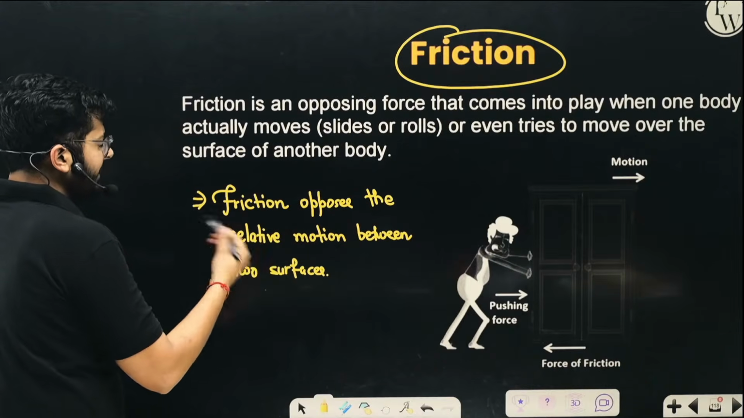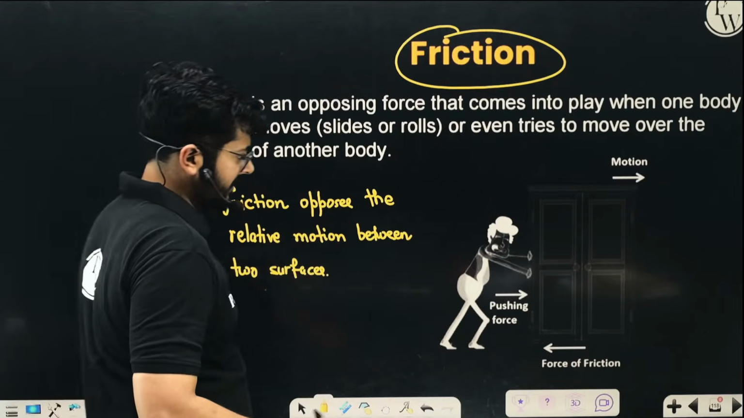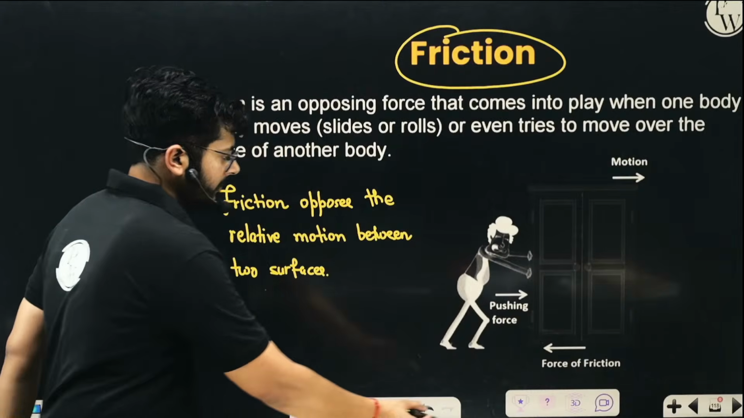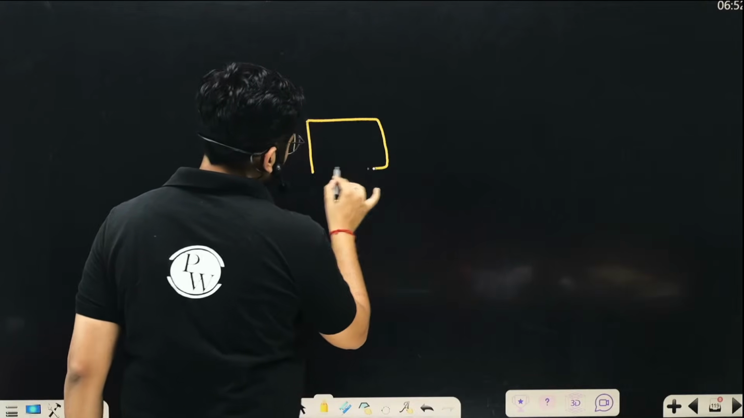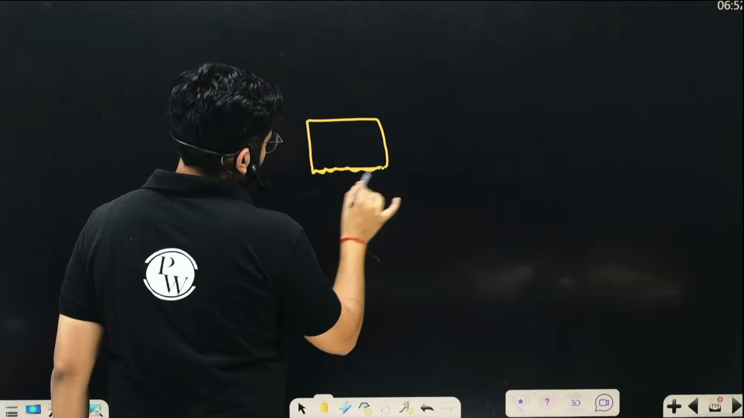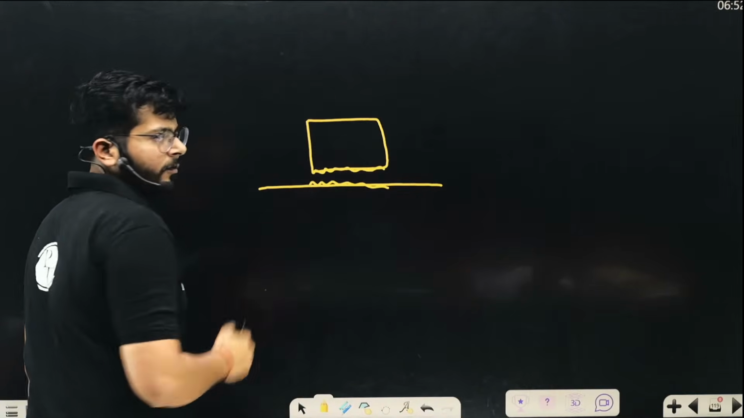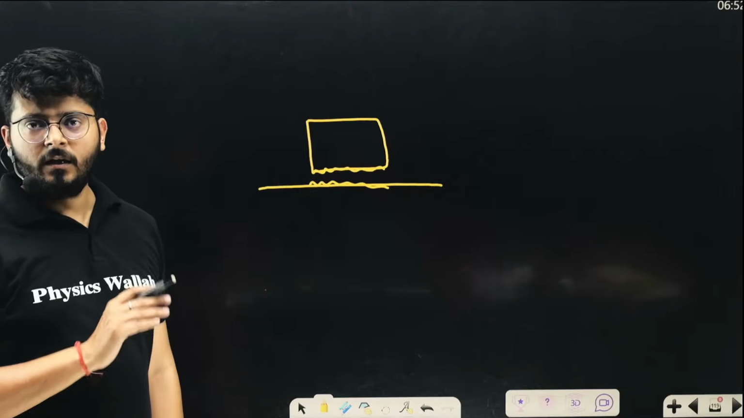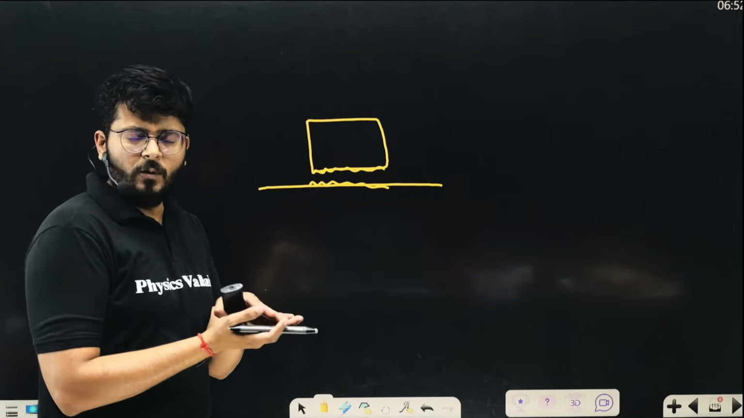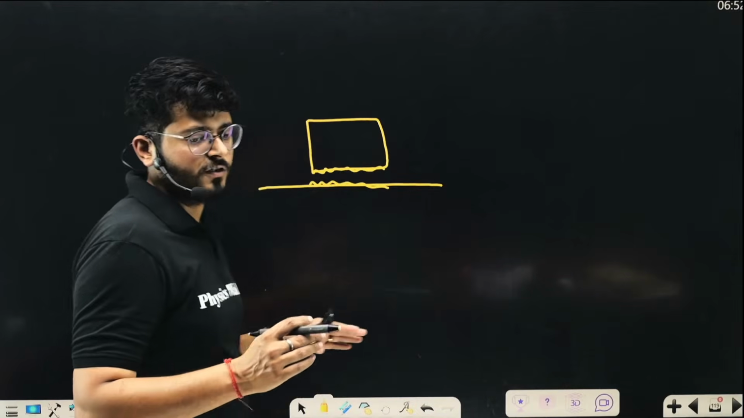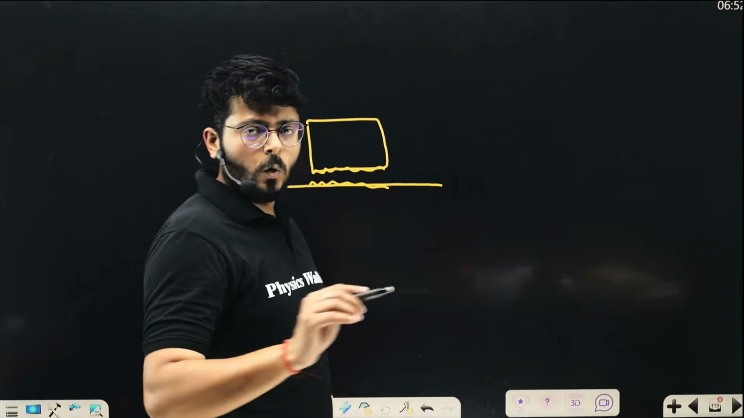Actual relative motion or tendency of relative motion between two surfaces, right? So now, we can say that if this particular body is there and the surface is rough, and here we have another surface which is also rough, two rough surfaces in contact, will there be any static friction? The surfaces are stationary. We can say no. Right now there is no static friction.